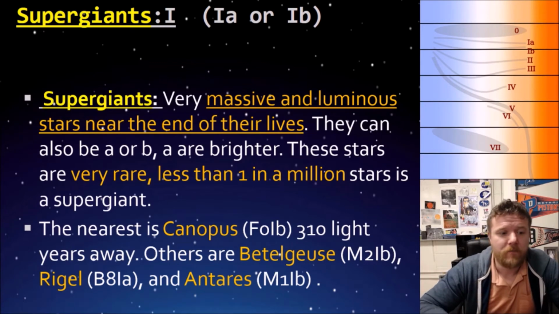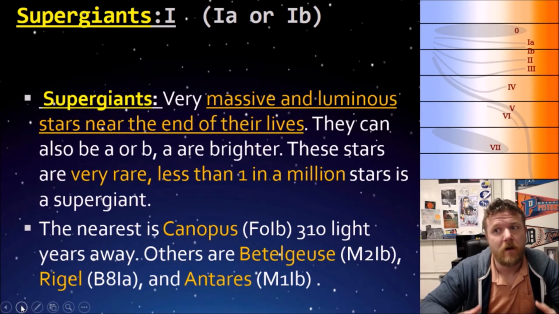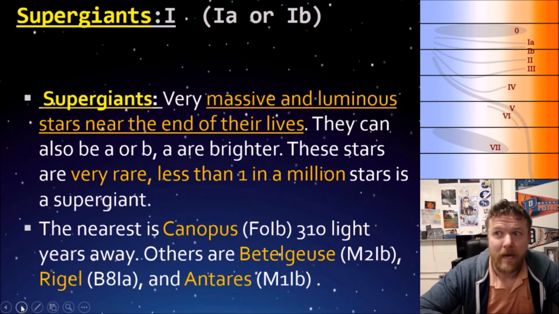Here's a couple examples. We have Canopus, Betelgeuse, Rigel, and Antares. These stars, just like hypergiants, because they are classified as giants, mean that they are about to die. They are in the end stages of their life. They're no longer on the main sequence.